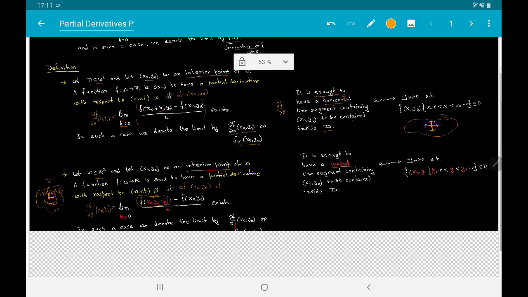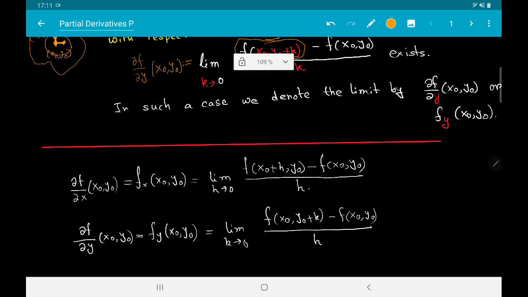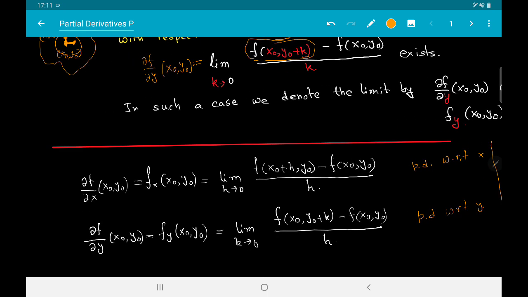So let us summarize what we have done. If the following limits exist, then we denote. So if the following limit exists, then we say that f has a partial derivative with respect to x, and if this limit exists, then we say that f has a partial derivative with respect to y at the point x0, y0, and we have the following notations.